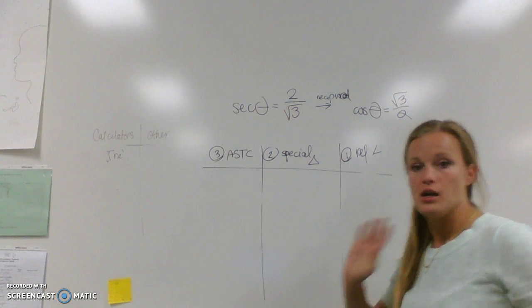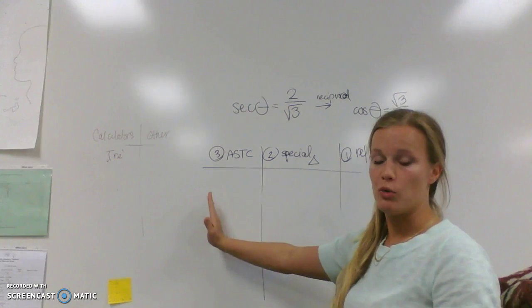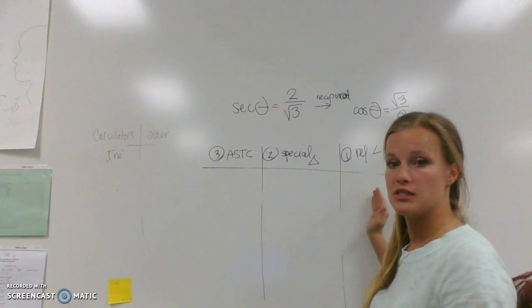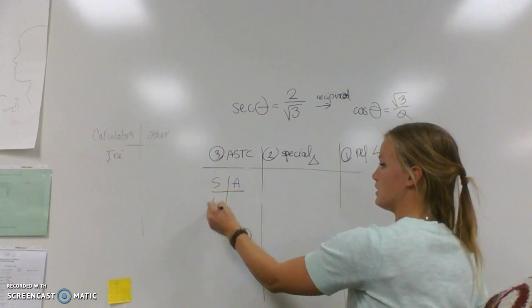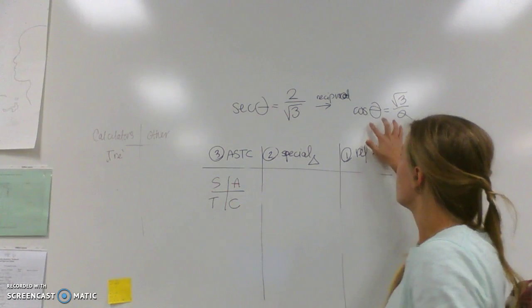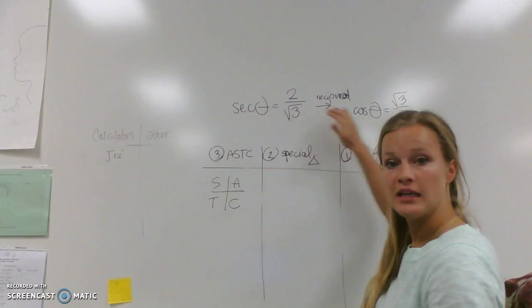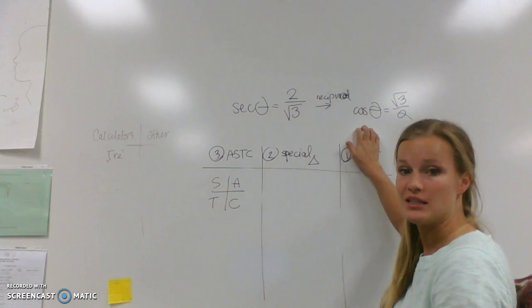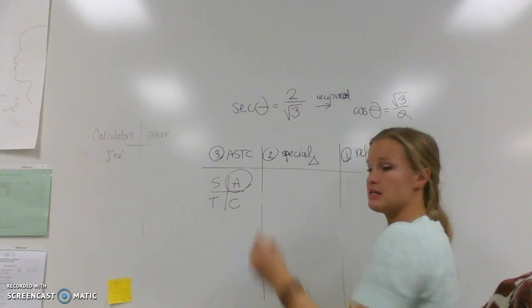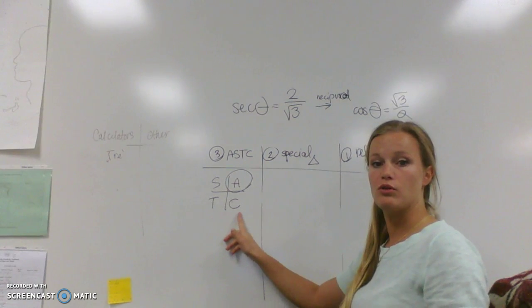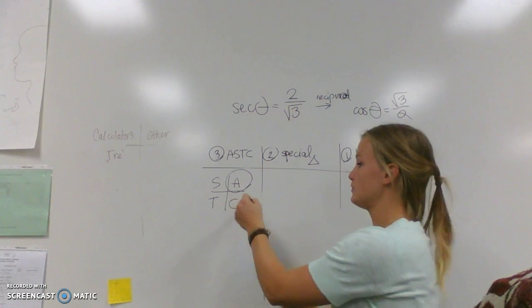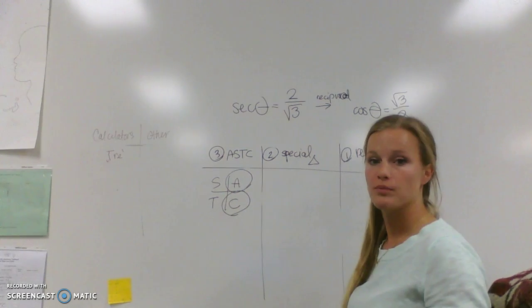Okay. Now I'm going to go back to my step 3, step 2, step 1. All students take cash. Where is secant and cosine positive? Well, everything is positive in quadrant 1. Also, cosine is positive in quadrant 4.